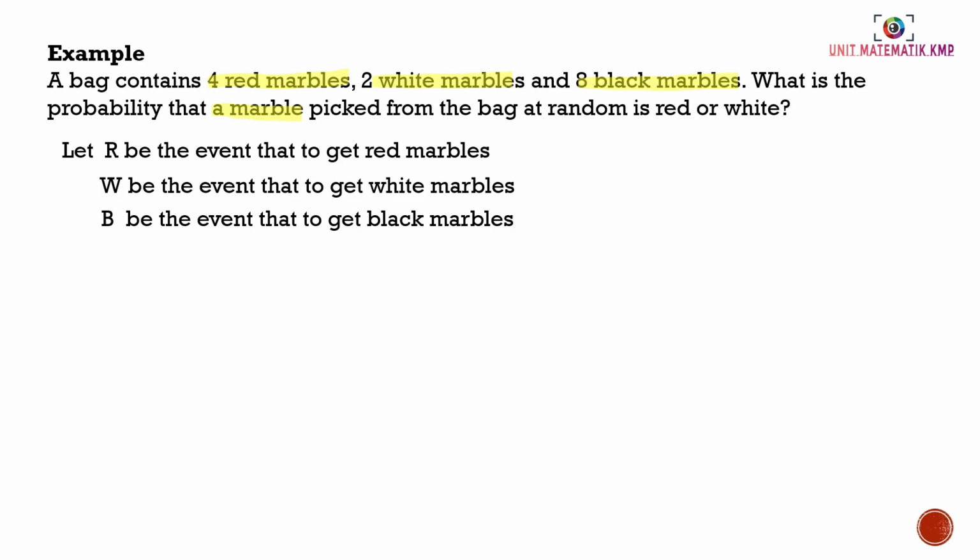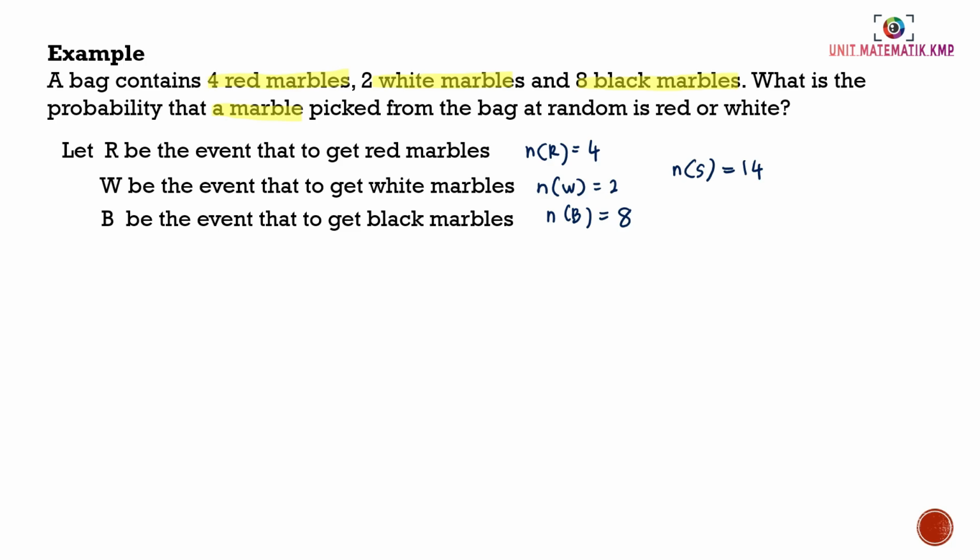First, we can take up the number of outcomes for each event. So NR is equal to 4. The number of outcomes for W, white marbles, is 2, and NB is equal to 8. So how many marbles? For this question, we can write it as the number of outcomes for the sample space. So NS is the total marbles, 4 plus 2 plus 8, so it is 14.